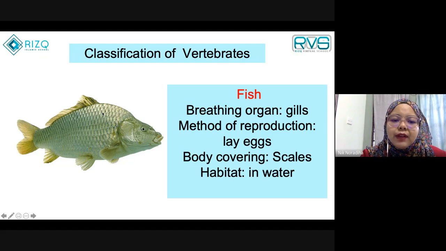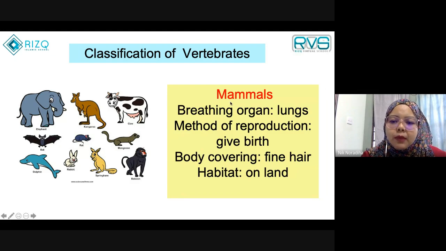So for fish, they lay eggs. For their body covering, as you can see on your screen now, they have scales. The habitat of fish is in water. I believe many of you already know about fish, right? Next one, mammals. What you are seeing on your screen now is an example of mammals. We have dolphin as well here. Why didn't we classify dolphin as a fish? Because dolphin gives birth. So the method of reproduction for mammals, we usually give birth.